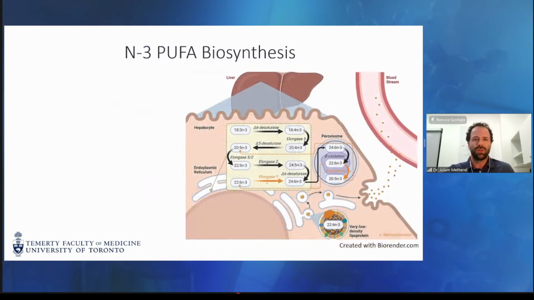For us, of course, none of them are as neat as looking at polyunsaturated fatty acid biosynthesis. But to go over this a little bit, this is the n-3 PUFA biosynthesis pathway with ALA or 18:3n-3 here as the essential omega-3 PUFA. Through a series of elongation and desaturation steps, it can be converted to EPA or eicosapentaenoic acid here, and then eventually DHA or docosahexaenoic acid.